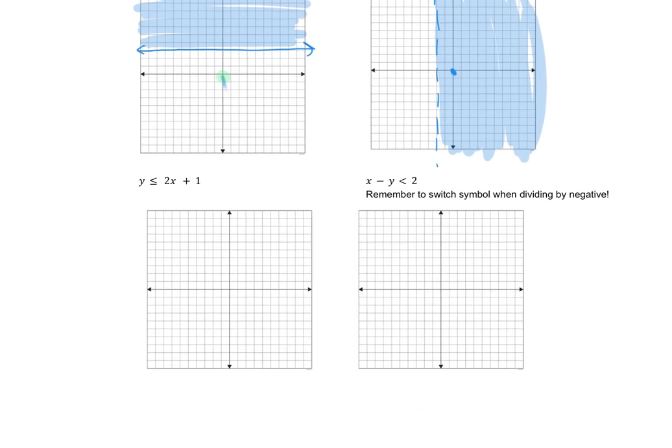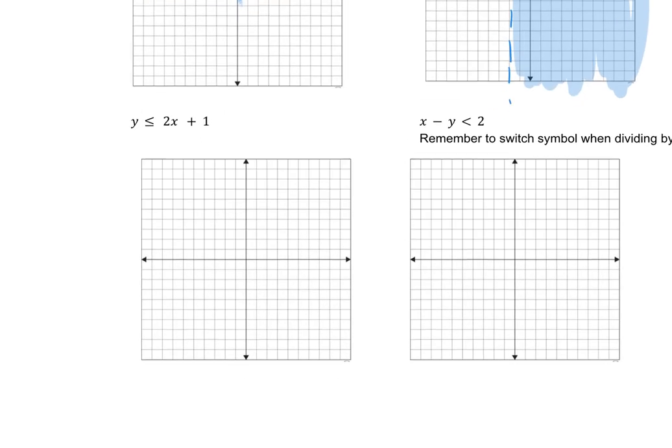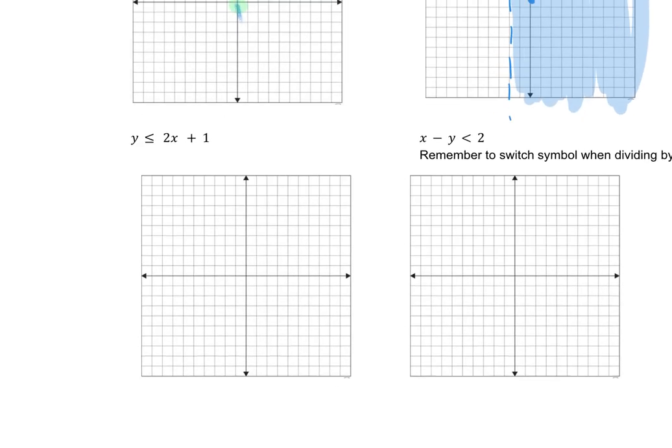And then down here, we just have another one. We have a less than or equal to, so we know it's going to be a solid line. And we are just going to start by graphing that line. So our y-intercept is 1. We're going to start at 1.